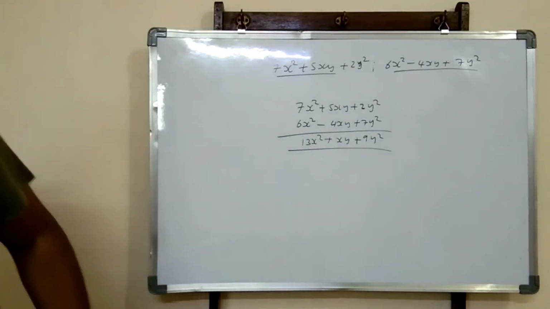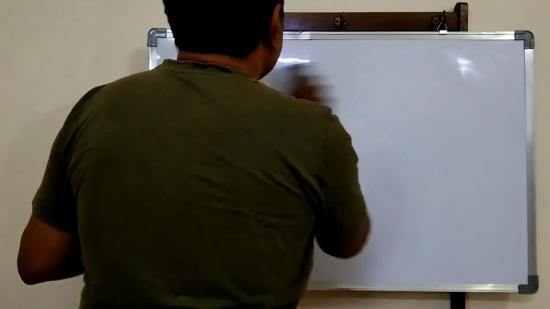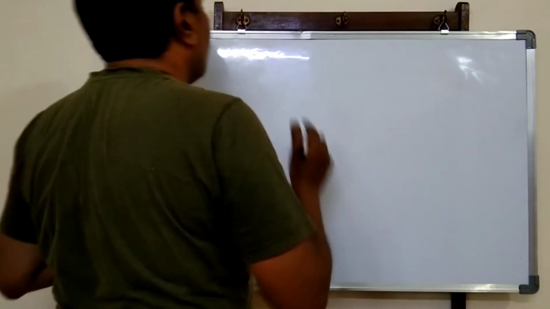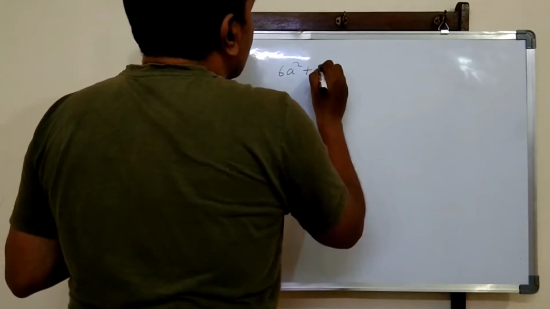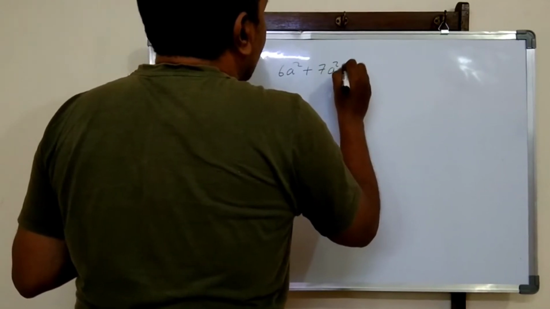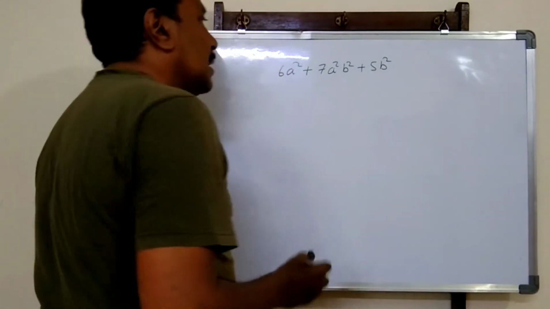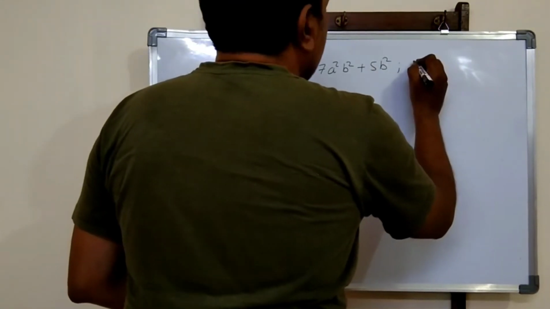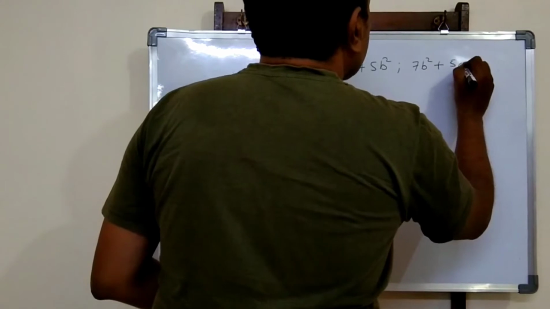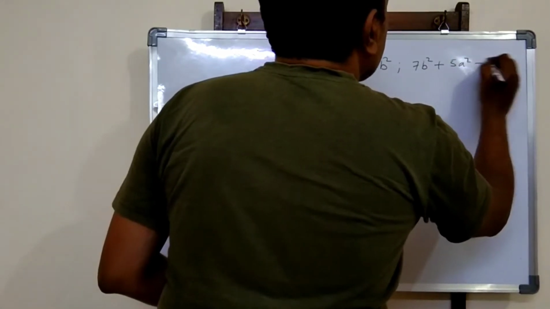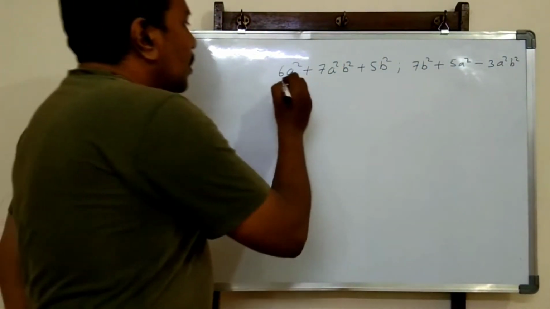Next, suppose an expression is given in this way. For example, you take 6a square plus 7a square b square plus 5b square, something like that. And I am taking the second expression as 7b square plus 5a square minus 3a square b square. I am going to add these two expressions.